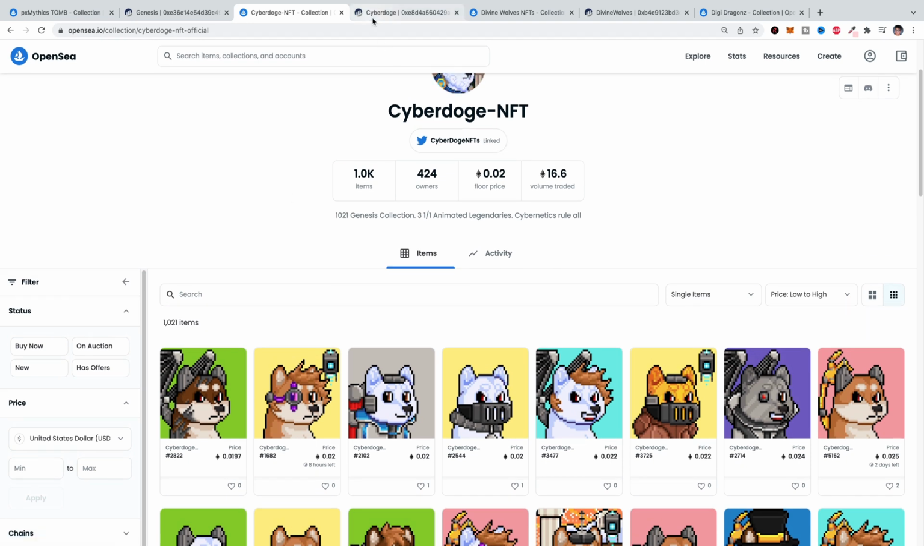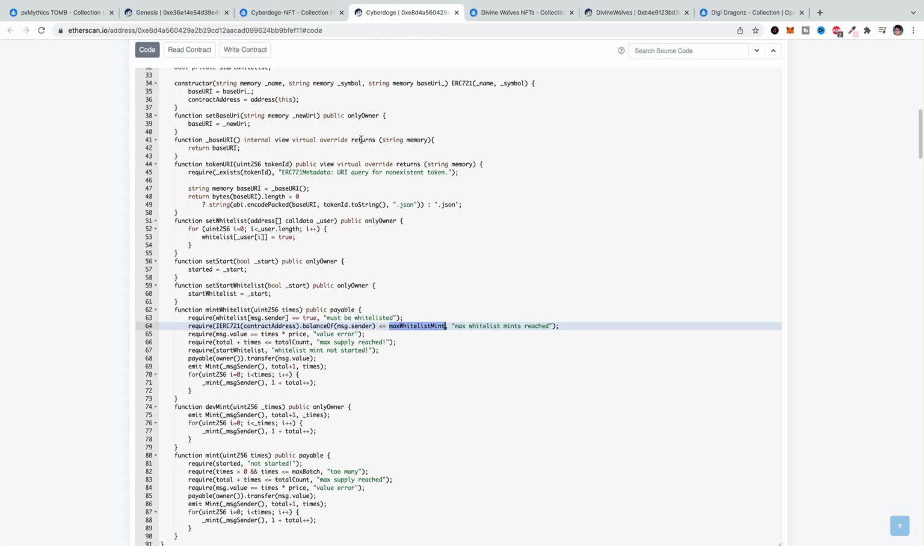This is also somewhat hyped, and for sure I would think that this would mint out, but because of that problem, people stopped minting this, and this one did not mint out because of this problem. And right here, it's written a little bit differently. You can see that they have an IERC 721 contract address. This is just another way, but we're basically calling the balance of the person who's minting it and checking if it's less than the max whitelist mint.